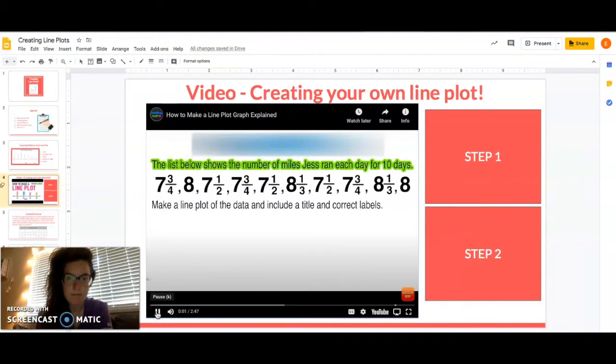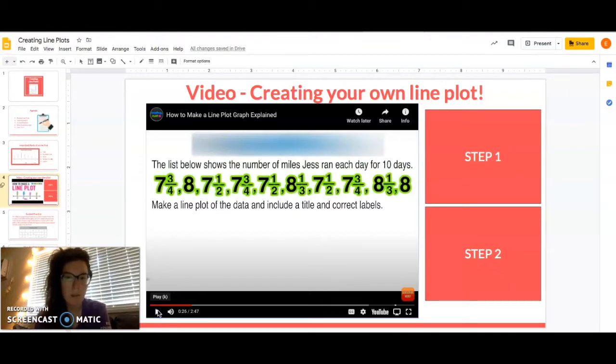Again for stopping by and joining me on this problem, where whether it's your first time working with a line plot or you're just trying to get some more practice, you're in the right place. Let's just go ahead and jump right into this one. We have a list, okay, of all these different values which represent the number of miles that Jess ran each day for 10 days. So we see we have 10 values. Some of them repeat, some of them don't, and that's how many miles that she ran on each particular day.